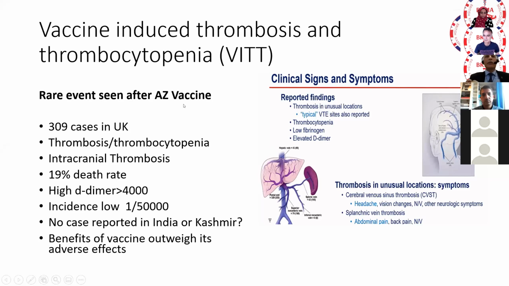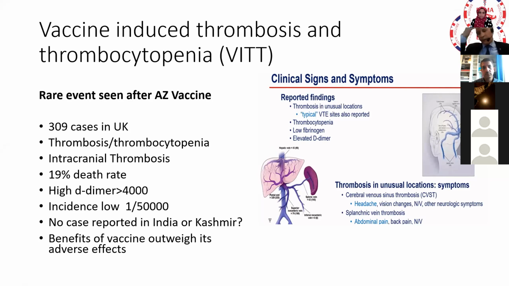And it's particularly seen with the AstraZeneca vaccine. These people often present with unusual thrombosis, which is also associated with thrombocytopenia. They are characterized by very high D-dimer levels and low fibrinogen levels. There haven't been any cases reported so far from Kashmir or India, but as the vaccination drive increases, it is possible we might see these cases. That's why I've just highlighted this.